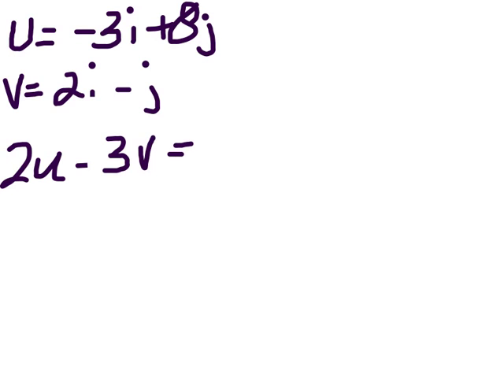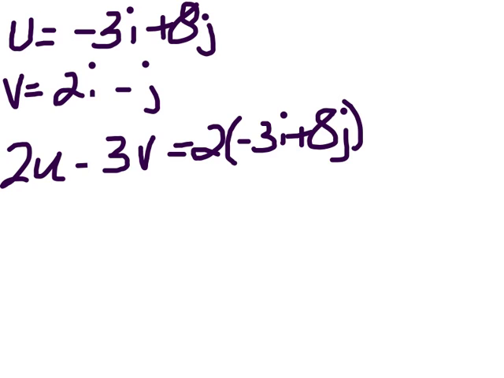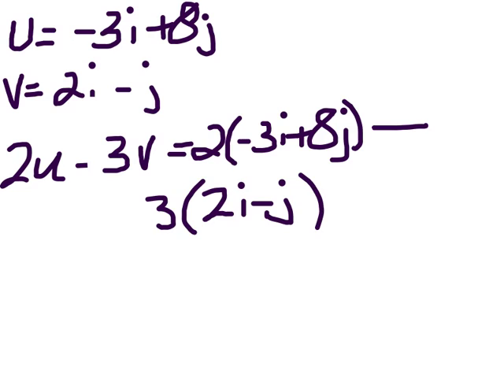Well, I take the vector u, and I'm just going to put -3i plus 8j in here, and I'm going to subtract 3 times vector v. So let me put vector v in here with the i's and the j's. This will make it easier to keep up with. All right, so now if I'm going to simplify this, I'm going to distribute. 2 times -3i is -6i, and 2 times 8j is 16j.